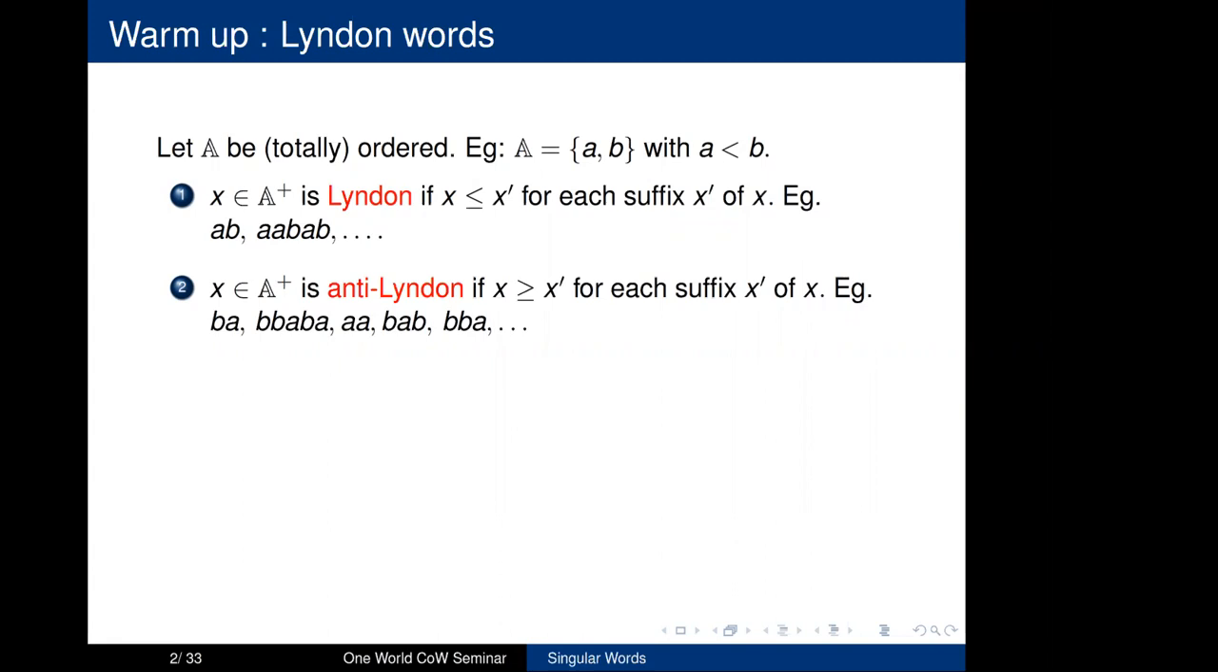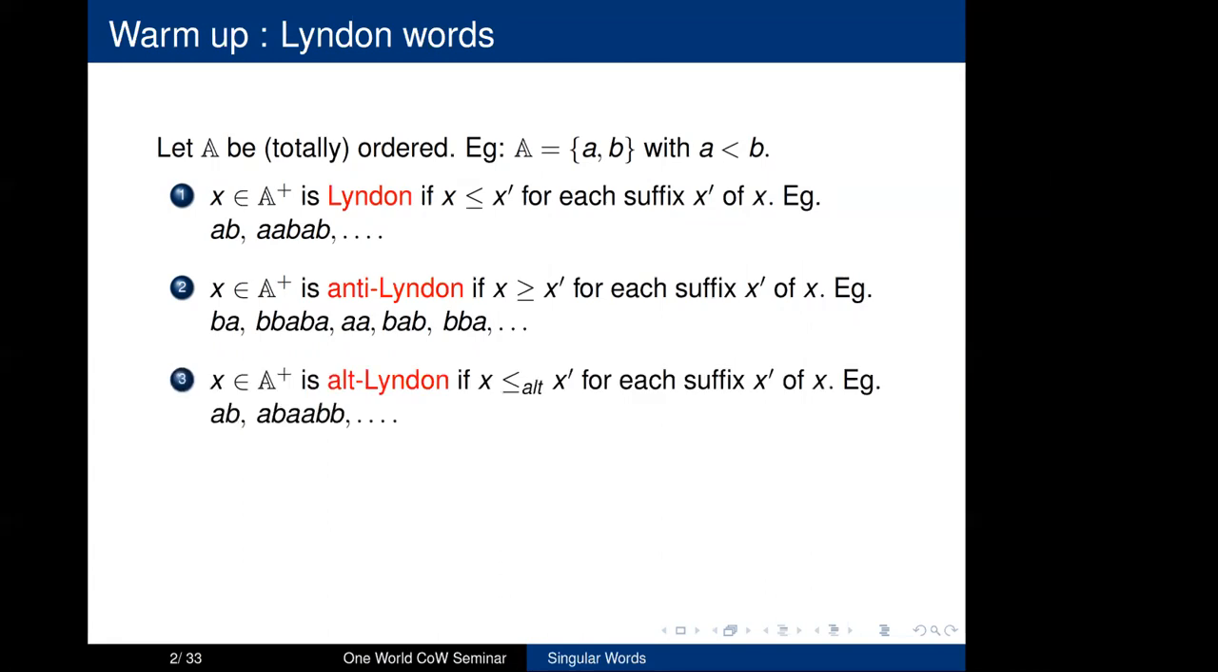Now two other variants on this notion come from changing the order. If instead of taking the usual lexicographic order, you take the alternating lexicographic order, then you can define the notion of alt-Lyndon by saying that a word is alt-Lyndon if it's less than each of its proper prefixes relative to the alternating order. So here's a couple of examples. You might notice that AB here is actually smaller than AA with respect to the alternating order, and ABA is less than ABB with respect to the alternating order.